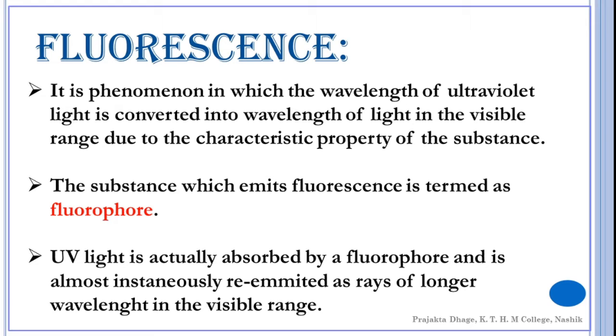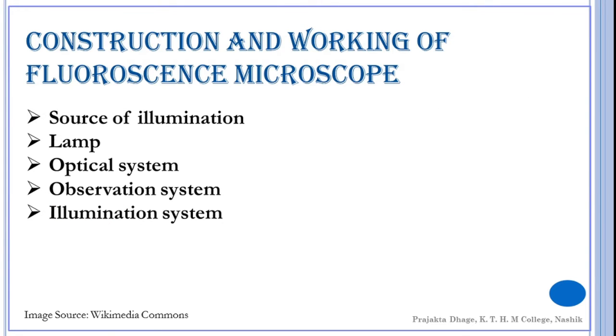Now we will move on to another concept which is construction and working of fluorescent microscope, which we will be studying under 5 heads. Those are source of illumination, lamp, optical system, observation system, and illumination system. Let's begin with the first one, source of illumination.